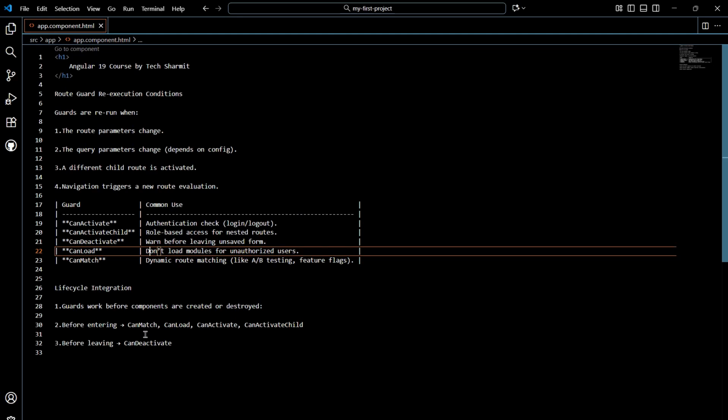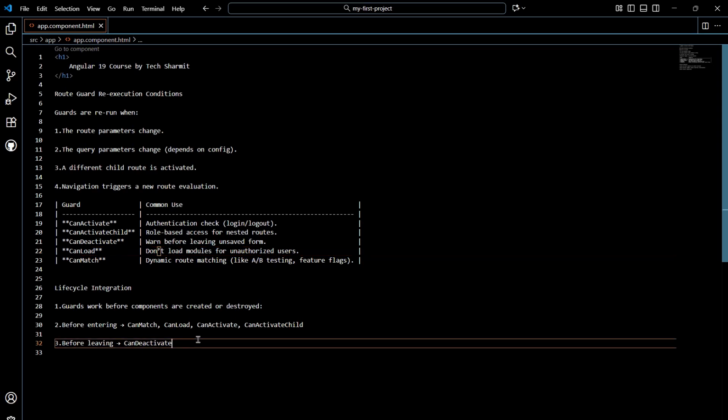before entering. Now there is only one route guard that is considered at the time of leaving, and that is canDeactivate. Sometimes in interviews the question will come like this: what are the route guards that are processed before entering and before leaving? In that case you can simply say that before entering, canMatch, canLoad, canActivate, and canActivateChild are processed, and before leaving, canDeactivate is processed.